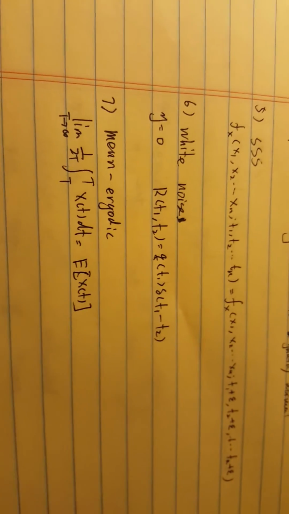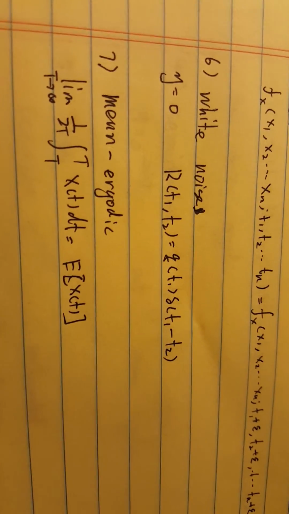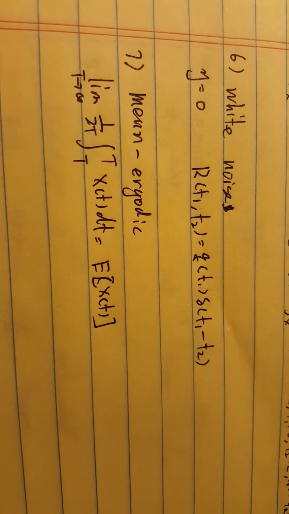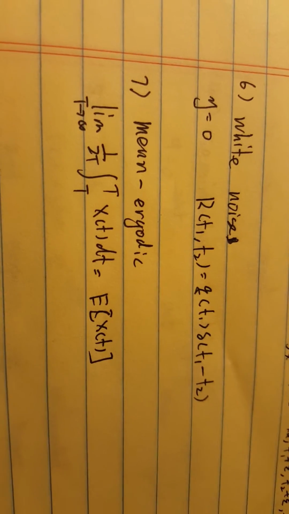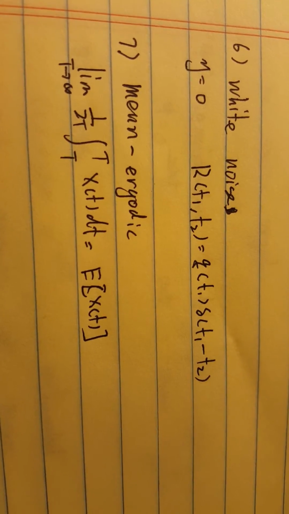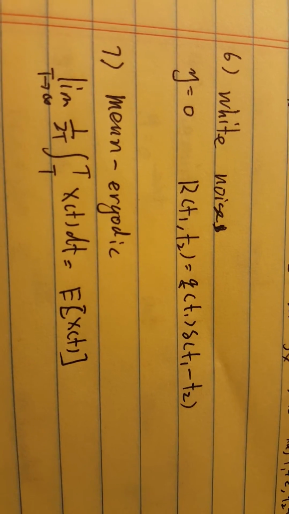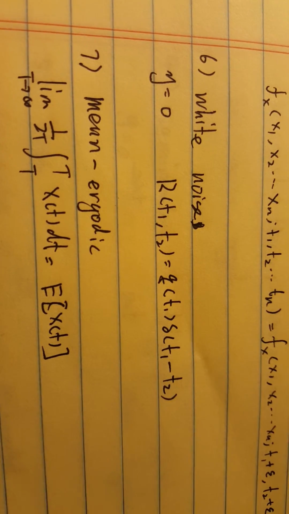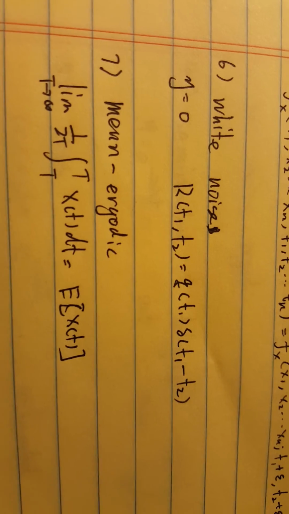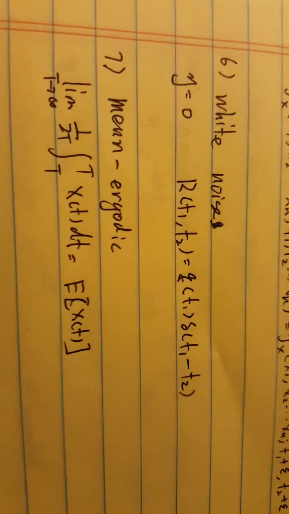And the last one is the mean ergodic process. That is just that the process expectation is equal to what we get when we take one of the samples and calculate the sample's expectation over time, and they are equal and independent of time. In that case, the process is the mean ergodic process. That's all.